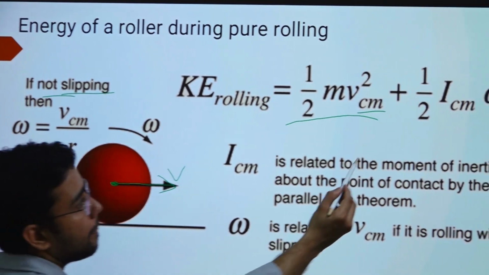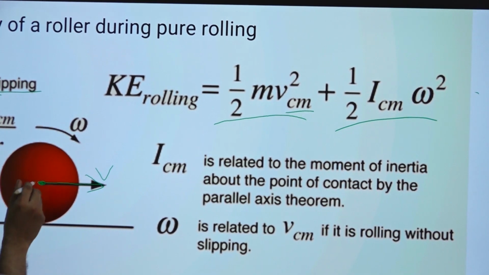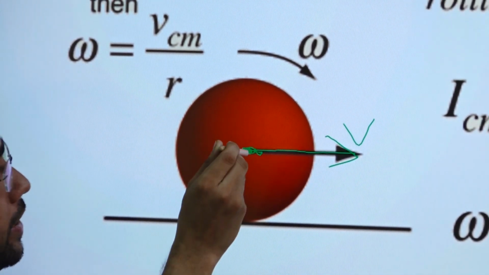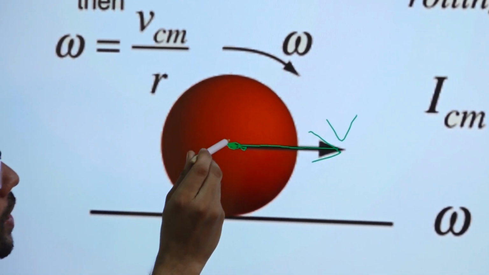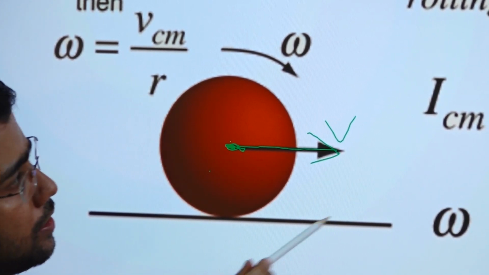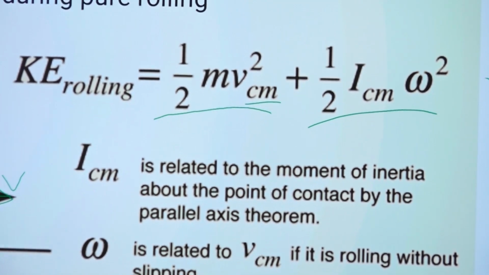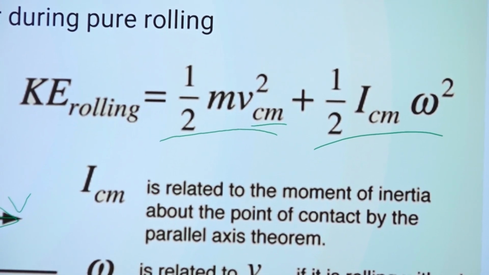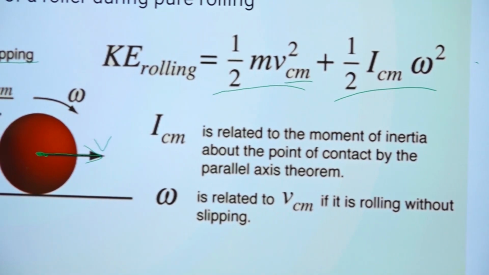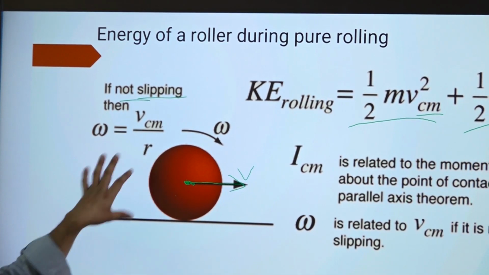Now plus half I omega square. So what is I? The mass moment of inertia of this roller about this axis, the axis that is coming out of the board. About this axis, suppose the mass moment of inertia of this body is I CM, and this body is rotating with angular velocity omega, then it will have 1 by 2 I CM into omega square. So that will be its rotational kinetic energy. So it will have total kinetic energy as the addition of both of these. That's how we find the kinetic energy of a rolling object.